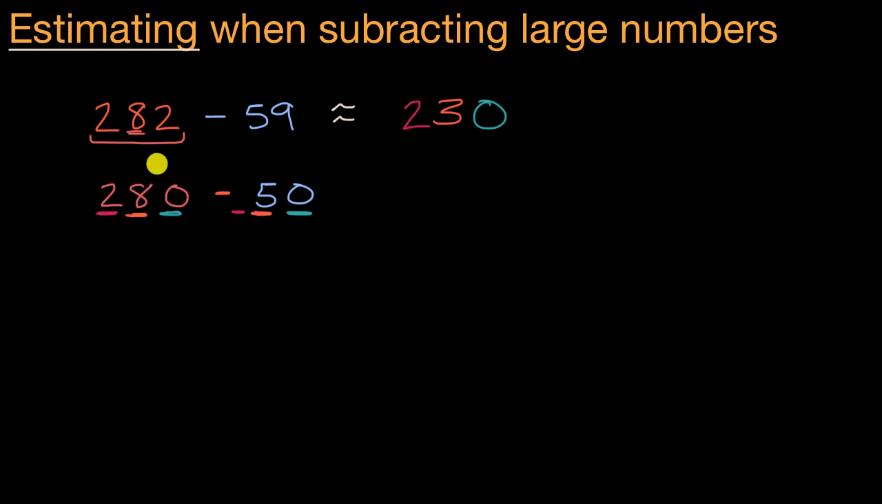So we can say that 282 minus 59 is roughly 230, which is useful for figuring out, if you were to actually compute this, whether you got a reasonable answer, or if you just wanted to estimate, then you're done. You're saying, hey, this is roughly 230 jelly beans left.